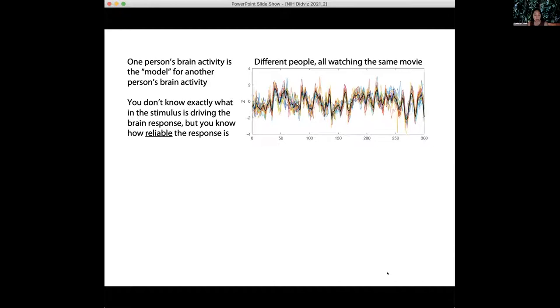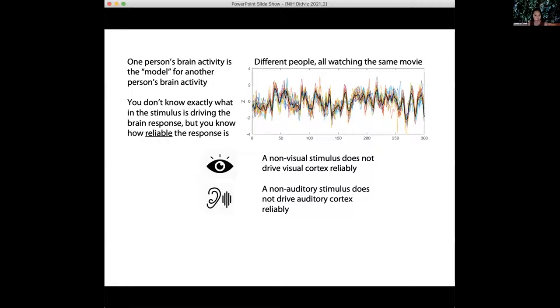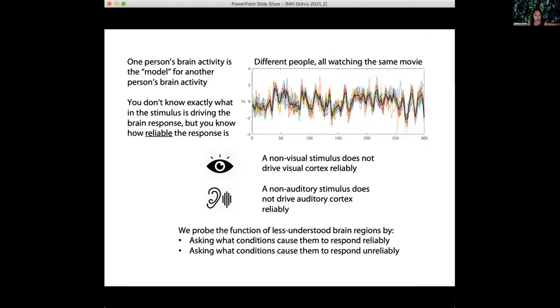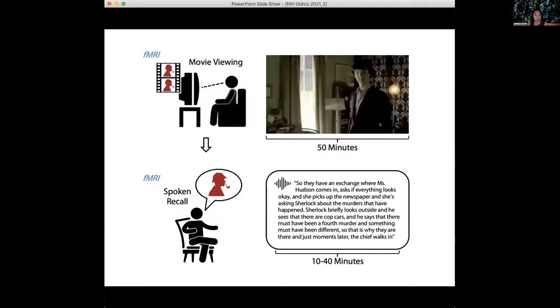In these kinds of experiments, we find that a non-visual stimulus does not drive visual cortex reliably. A non-auditory stimulus doesn't drive auditory cortex reliably, and so on. And so we probe the function of less understood brain regions by asking what conditions cause them to respond reliably, and the reverse, and trying to build models for their activity from the natural stimuli themselves or from the produced behavior. The behavior that people produce in studies like this is often their speech.